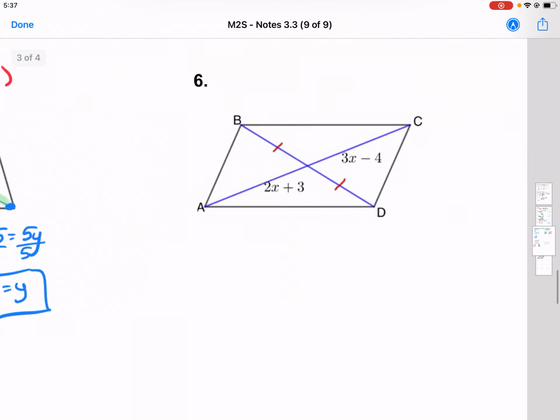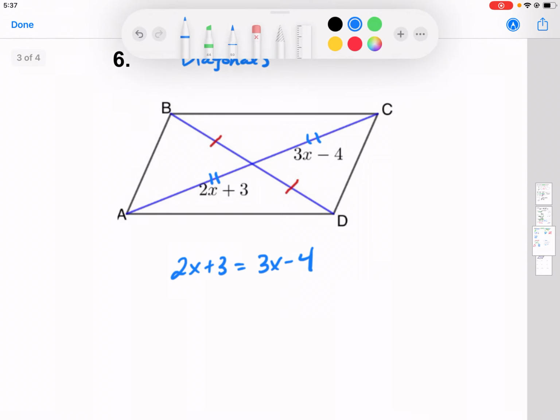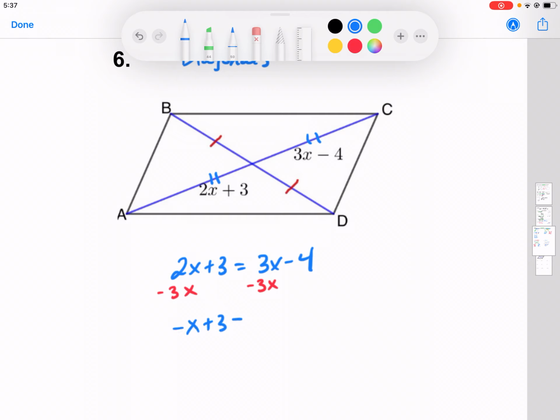Let's go ahead and do one more. Same idea, we're once again dealing with diagonals, meaning these two right here have to be congruent. So I can say 2x plus 3 has to equal 3x minus 4, and then I can go ahead and solve. I'm going to subtract 3x. So I get negative x plus 3 equals negative 4. Subtract 3. So negative x equals negative 7. Then divide by negative 1, and you end up with x equals positive 7.